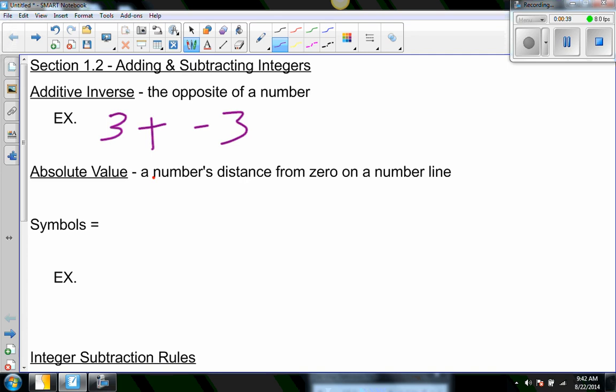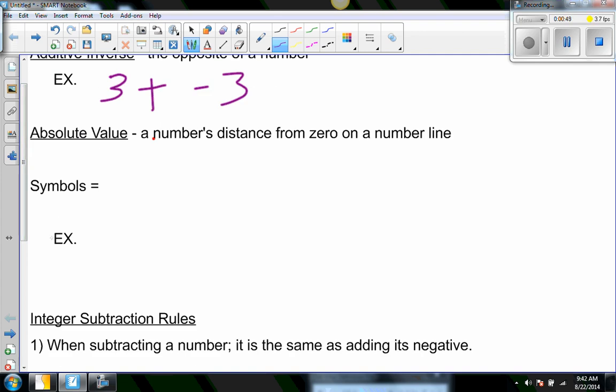Absolute value. It's a number's distance from 0 on a number line. Absolute value cannot be negative because you can't have a negative number of spots from 0. The symbols for absolute value are these. If they put a number in there, let's say they put a -2 in there, all they're asking is, how many spots from 0 is -2? It's 2 spots away. So the answer would be 2.